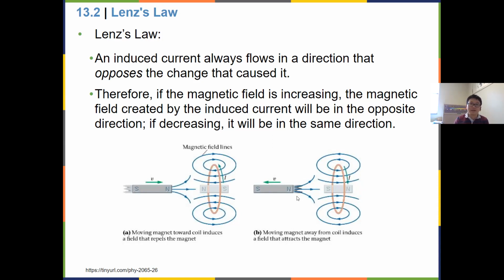As a result, because it opposes the change that causes it, in Faraday's law you have the negative sign: epsilon equals minus the derivative of phi over dt.